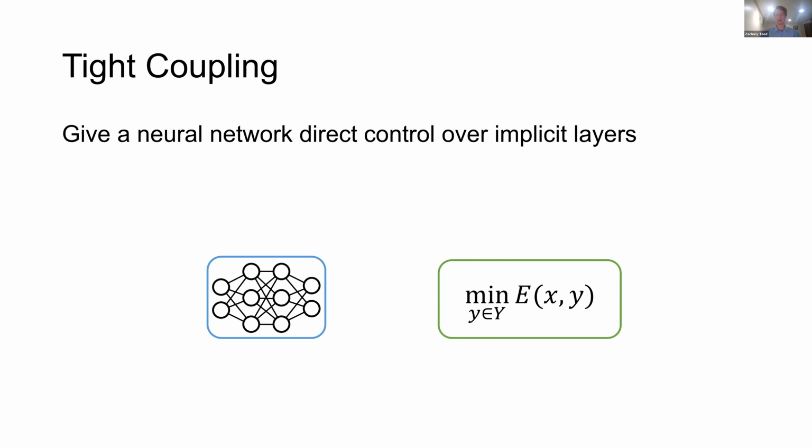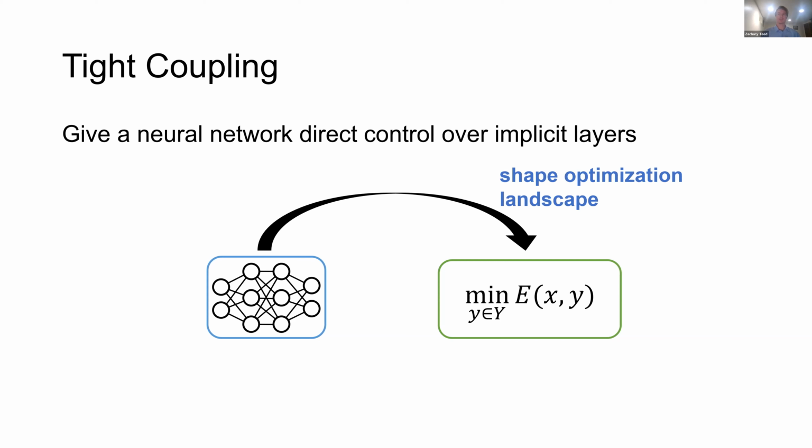So we have a neural network and we have these implicit layers. We take these neural networks and allow them to shape the optimization landscape of these layers. This can be done by adjusting the weights of a least squares optimization layer. Then we take the solution and feed it back into the neural network, and we perform this loop many times during inference. So the neural network can take the output of these optimization layers, adjust the input, observe the output, and make changes.